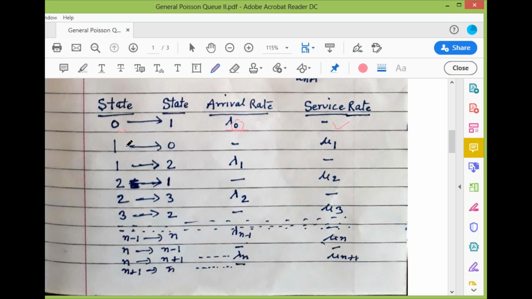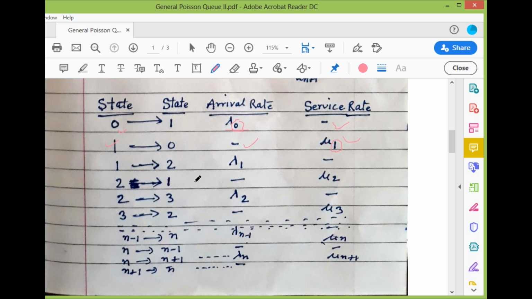Now the reverse case, 1 to 0. We are in state 1 and moving to 0. It means that without departure this is not possible. So the departure rate is here, but the arrival rate is not here. From where are we moving? We are moving from 1, and therefore this suffix is taken from the beginning state, from where it is originating.